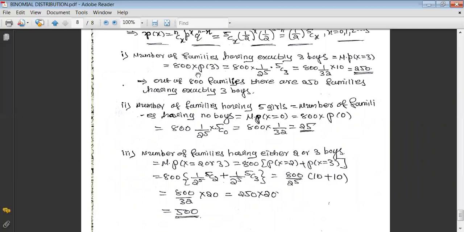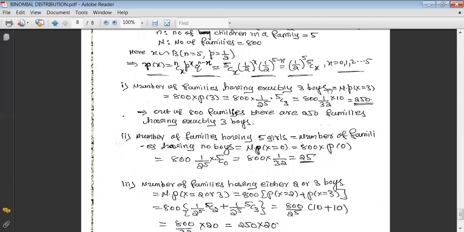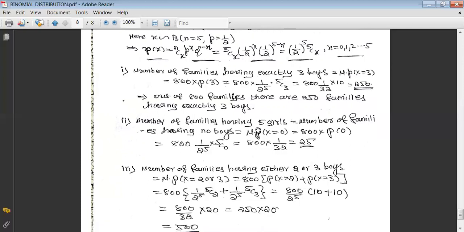This will be 800, and p of 3 I can write. If you take x equal to 3, it will be 800 into 1 by 2 raised to 5 and 5C3. 1 upon 2 raised to 5 is 32 and 5C3 is 10. If you calculate this, that results in 250. That means out of 800 families, there are 250 families having exactly 3 boys in their family. That will be the approximate calculation.